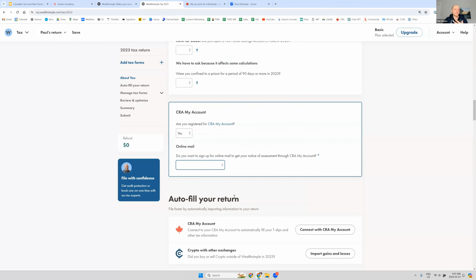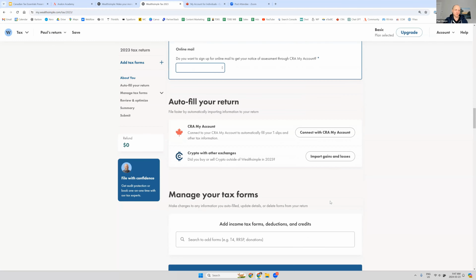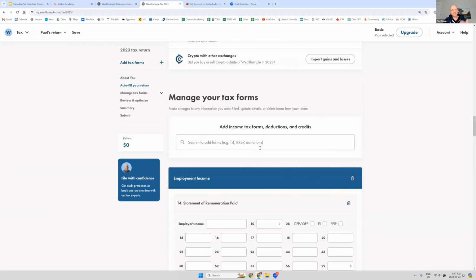It'll allow you to get emails from CRA, and then you connect with your CRA My Account and import all your information into your tax return. It makes things so much easier. And lastly, we have to fill out our forms.